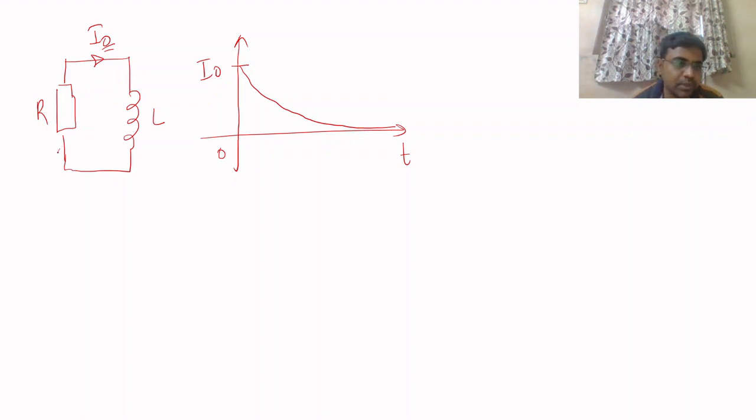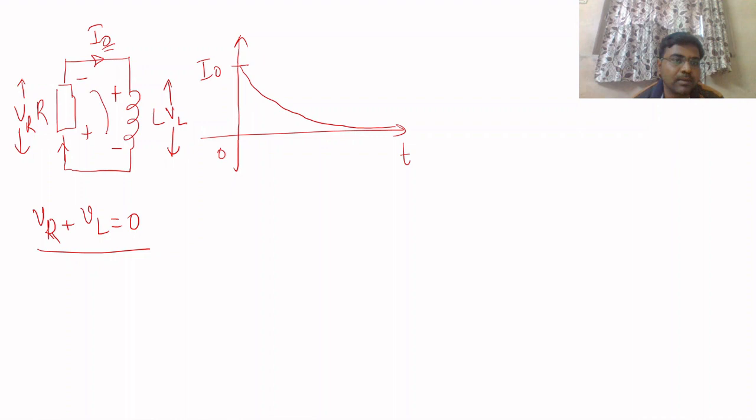Now here current is flowing like this, so positive will be here, negative will be here, positive will be here, and negative will be here. So this is nothing but VR, and this is nothing but VL. The series connection of VR plus VL is equal to 0. This equation we can write from applying KVL. With a DC source, VR plus VL equals the source voltage, but here we don't have any DC source, so VR plus VL equals 0.